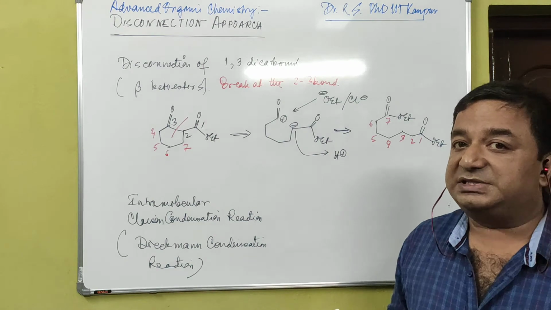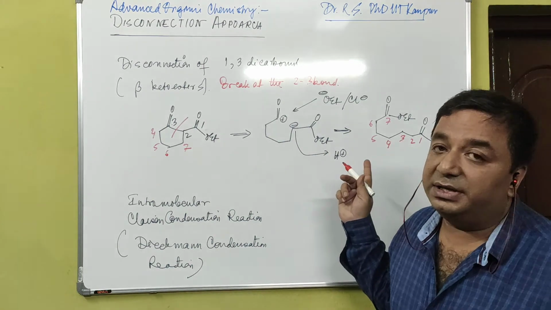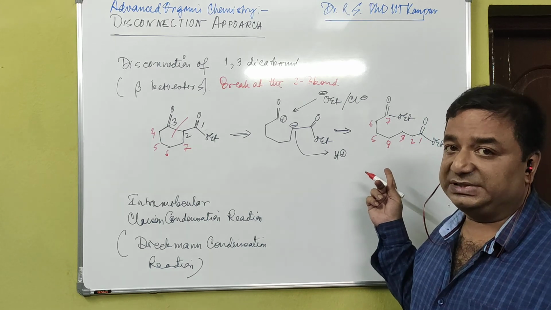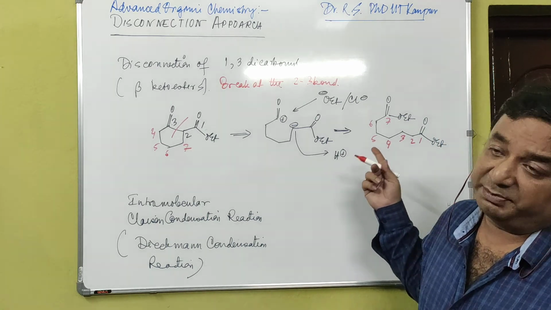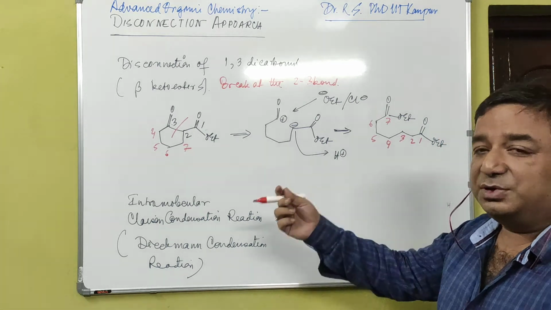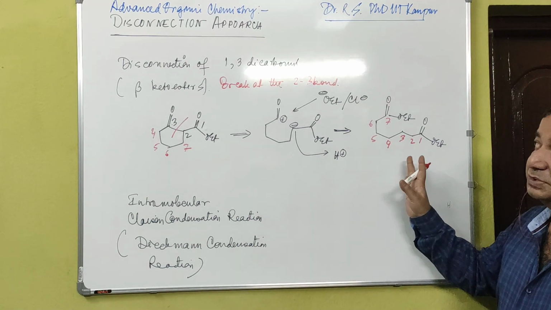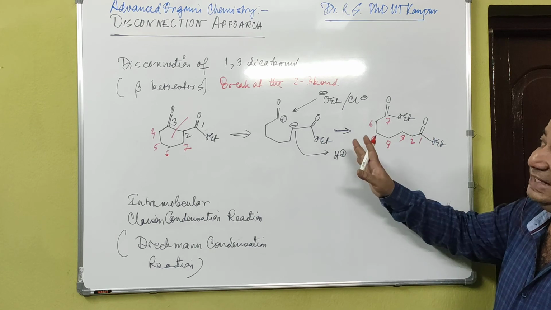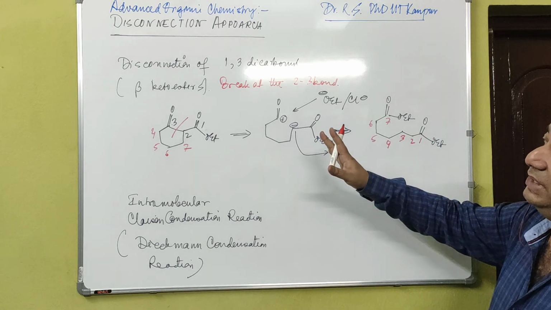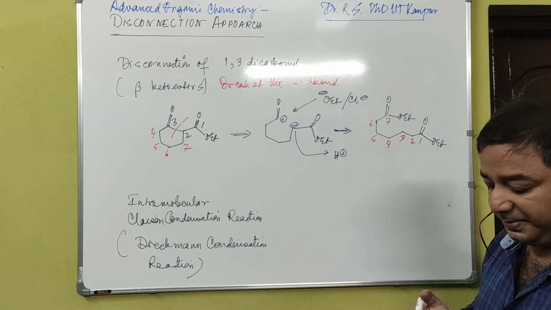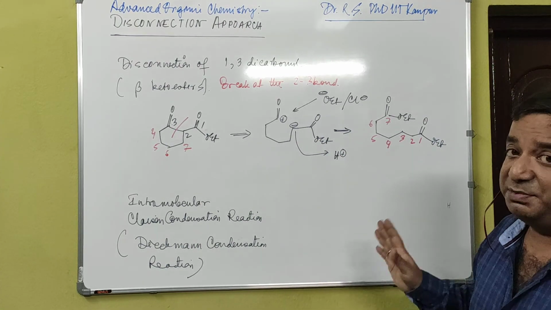Always do the numbering, otherwise sometimes you might end up shortening the starting material by 1 carbon, which is a common mistake that people make in an examination hall because they want to get to the answer quickly. Okay, so this is the approach that you can use for finding out the starting materials of beta ketoesters. Okay, I think I will stop here.